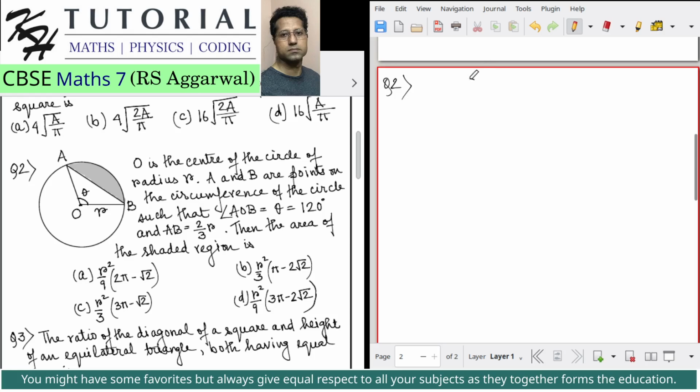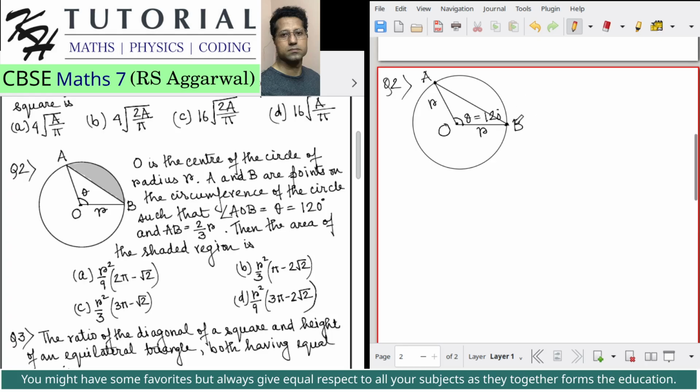Let's quickly draw the diagram. We have the circle. Let's say this is the center O, this is the radius, this is point B on the circumference, and this is point A on the circumference. We have AO equal to the radius, also OB equal to the radius, and this angle theta is given to be 120 degrees. We have to join AB, the length of AB is given to be 2 by 3 r. We have to find the area of the shaded region.